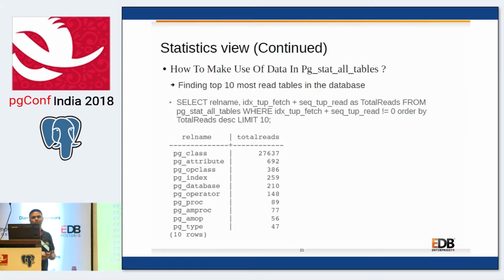So now again, how to make use of data in pg_stat_all_tables. What are the different use cases of it? You can use it for various purposes. For example, if you want to know what the most read tables in your database are, you can just query this view and find out the most read table in your database, and check things like whether the tables being read most frequently have proper indexes.